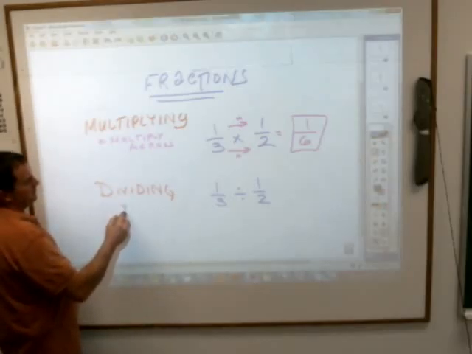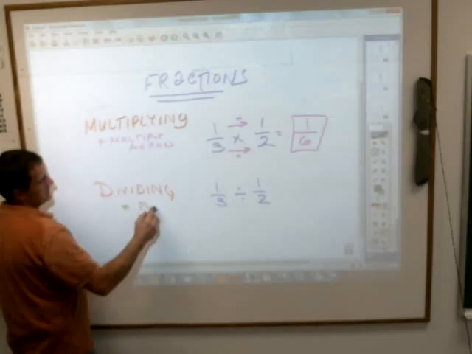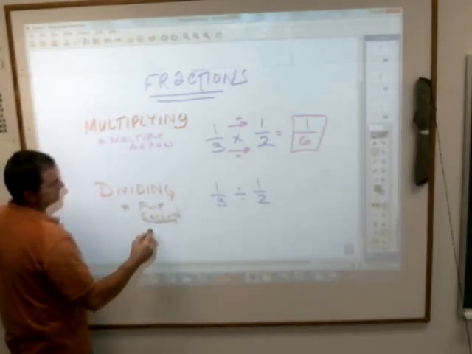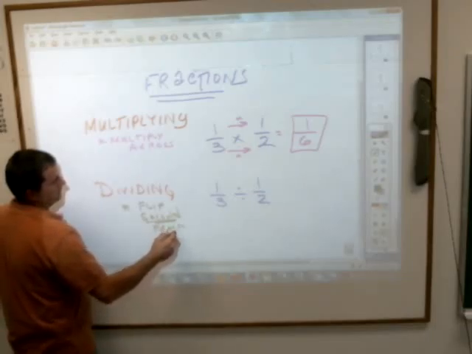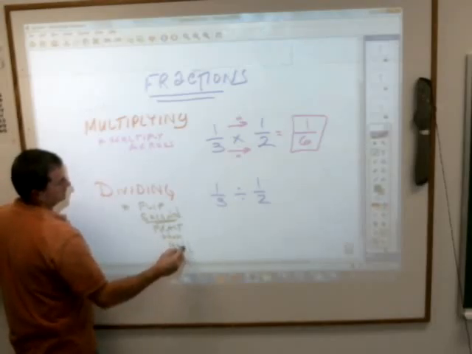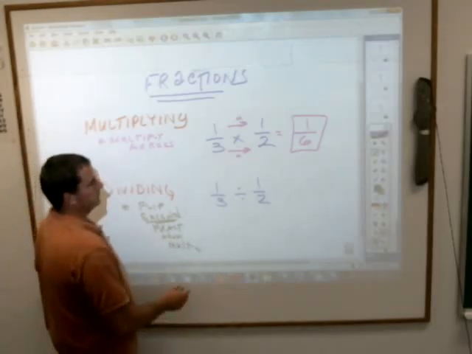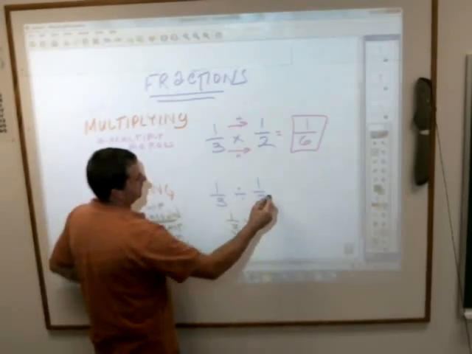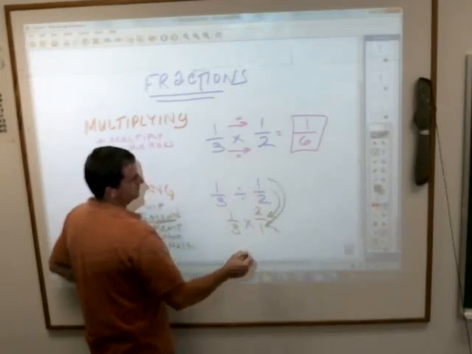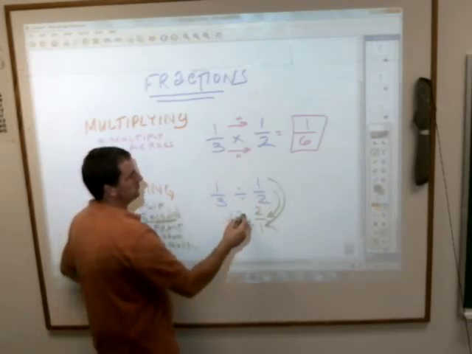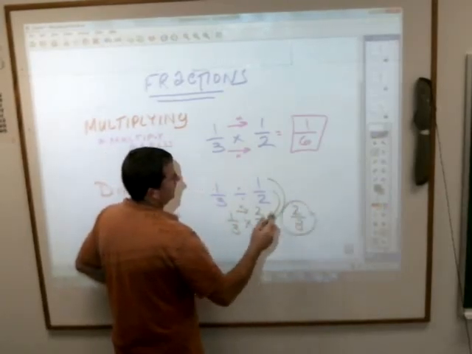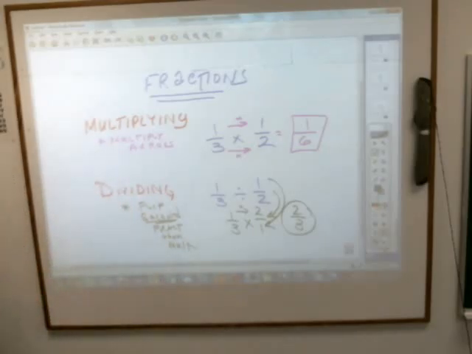I just like to say, when we're writing it down, you flip the second fraction. Make sure it's the second one, and then multiply. Okay, so you end up with 1/3 times 2 over 1. This is the one that gets flipped over. Then you just multiply across. 2 times 1 is 2, 3 times 1 is 3, and you end up with 2/3.